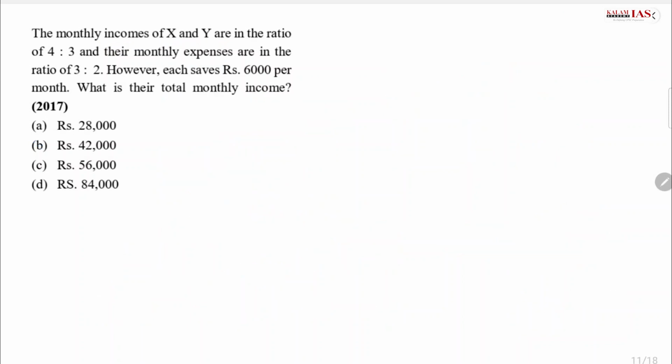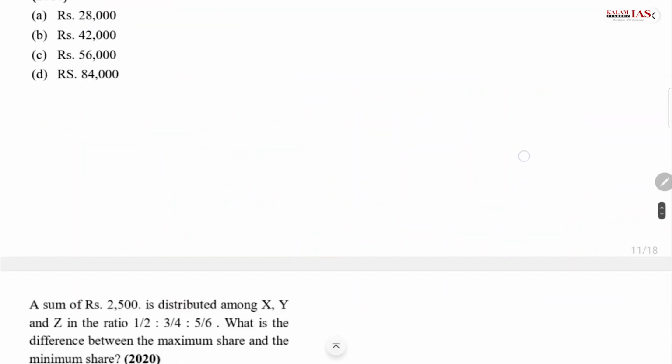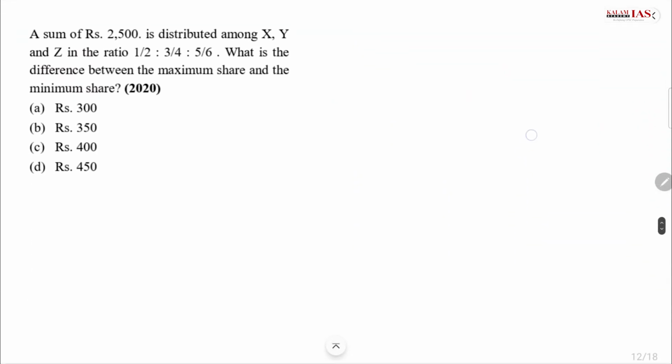Let's see the next question. Again, you have around 1.5 minutes to attempt this question, and then we will solve this. In this question, a new concept of ratio will be used: basically division of money on the basis of ratios, and we have to find the difference between the maximum and minimum share.